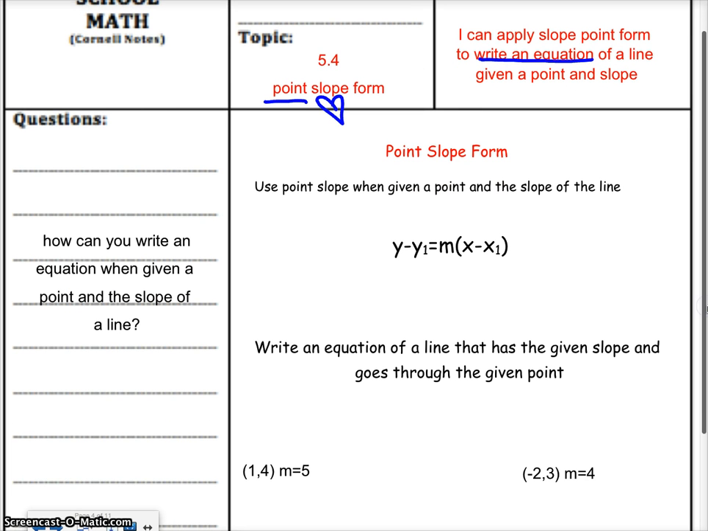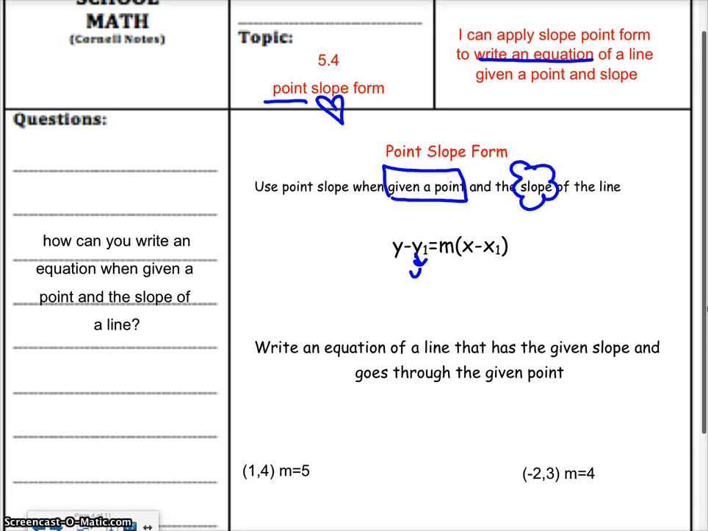All right, here's what it looks like. Here's when you use it. Use point slope when given a point, box, given a point, and the slope, cloud, slope. That's when you use point slope form. When you have a point and the slope, you're going to use this equation. Here's how you say it. y minus y sub 1 is equal to m times x minus x sub 1. I'm going to say that again. y minus y sub 1 is equal to m times x minus x sub 1.